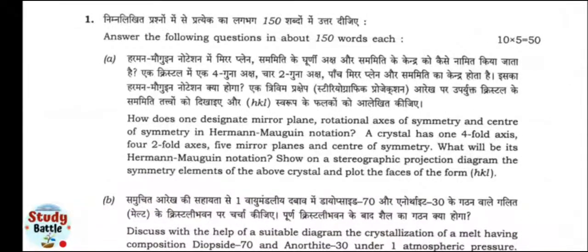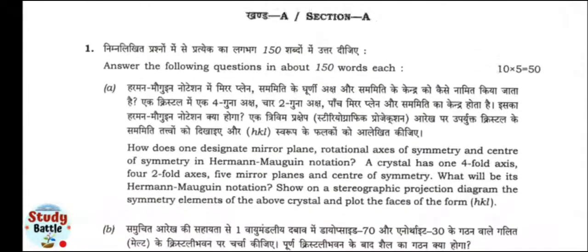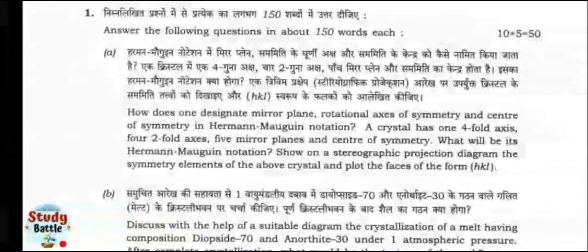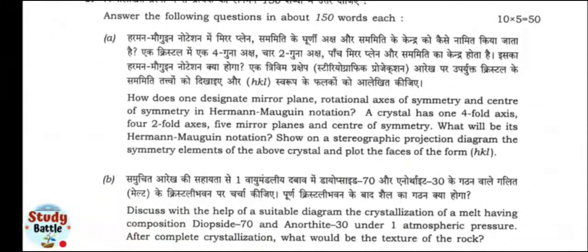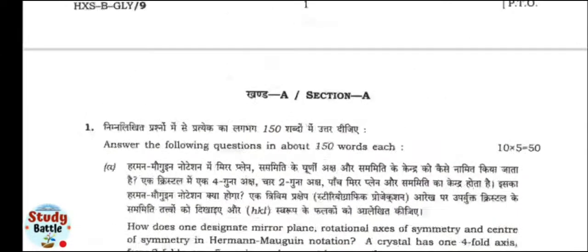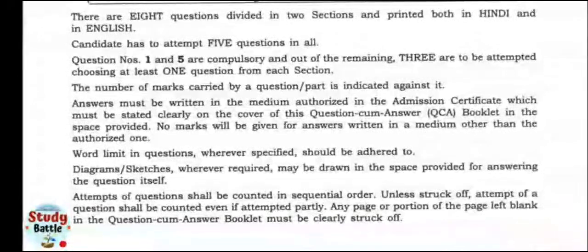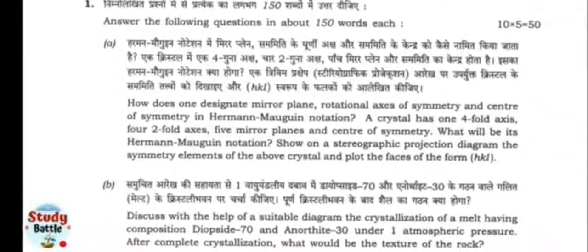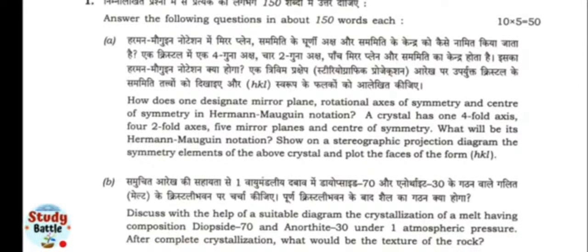What is the first question dealing with? The first and fifth questions are compulsory, so you don't have to skip them. You have to answer in and around 150 words, so you have to adhere to the word limit which is given in the instructions also. The first question is dealing with the Hermann symbol.